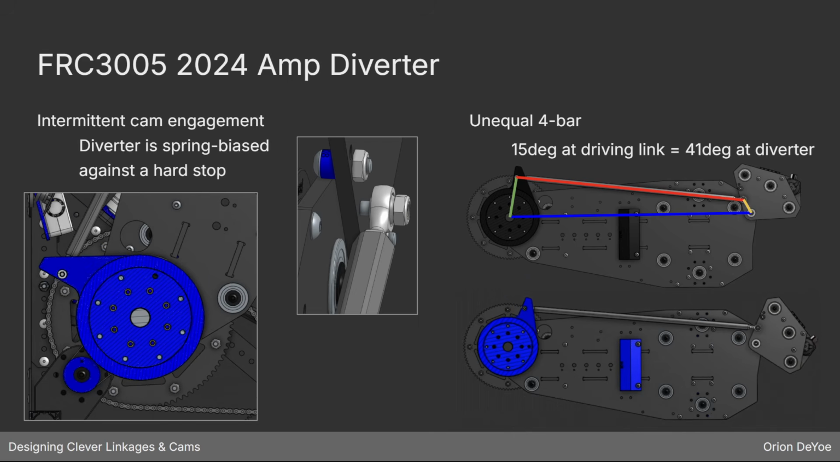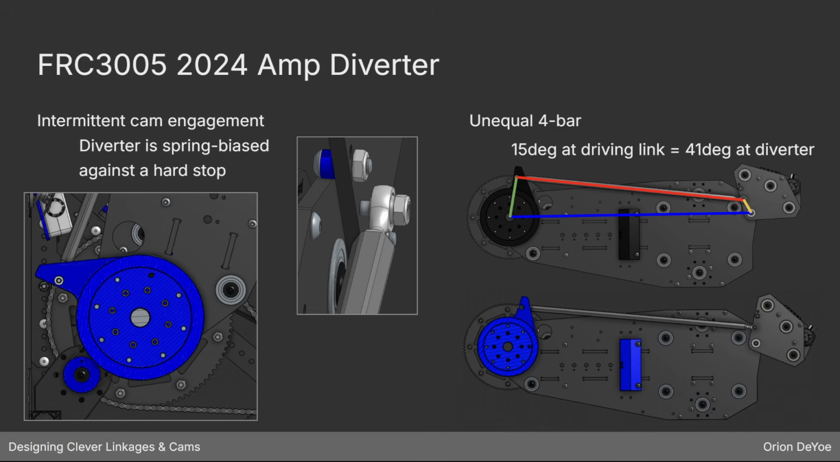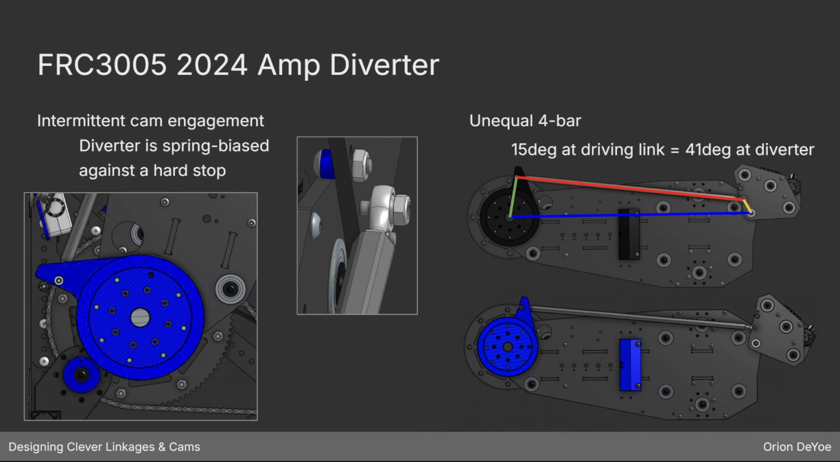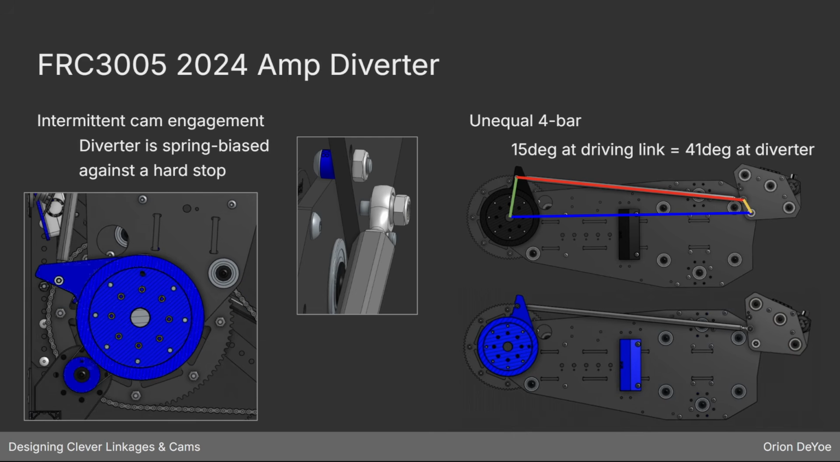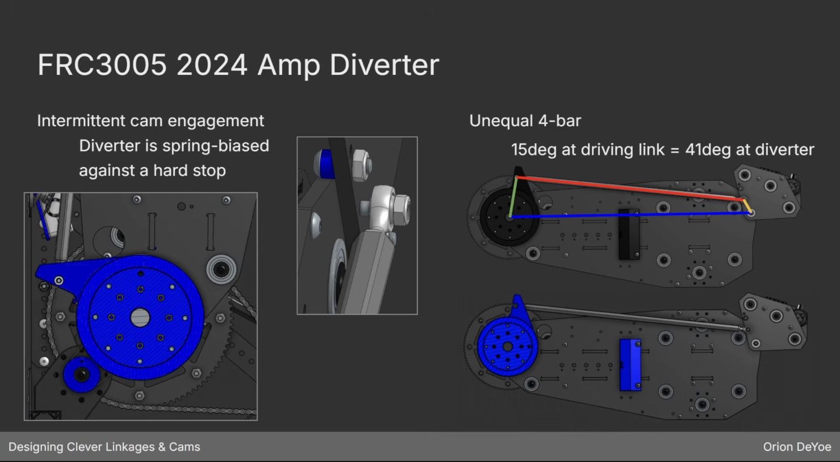And then we're doing some power conversion here with this unequal 4-bar, where we're converting 15 degrees of motion of the driving link, which is the cam follower, and we're converting that to about 41 degrees out at the diverter.